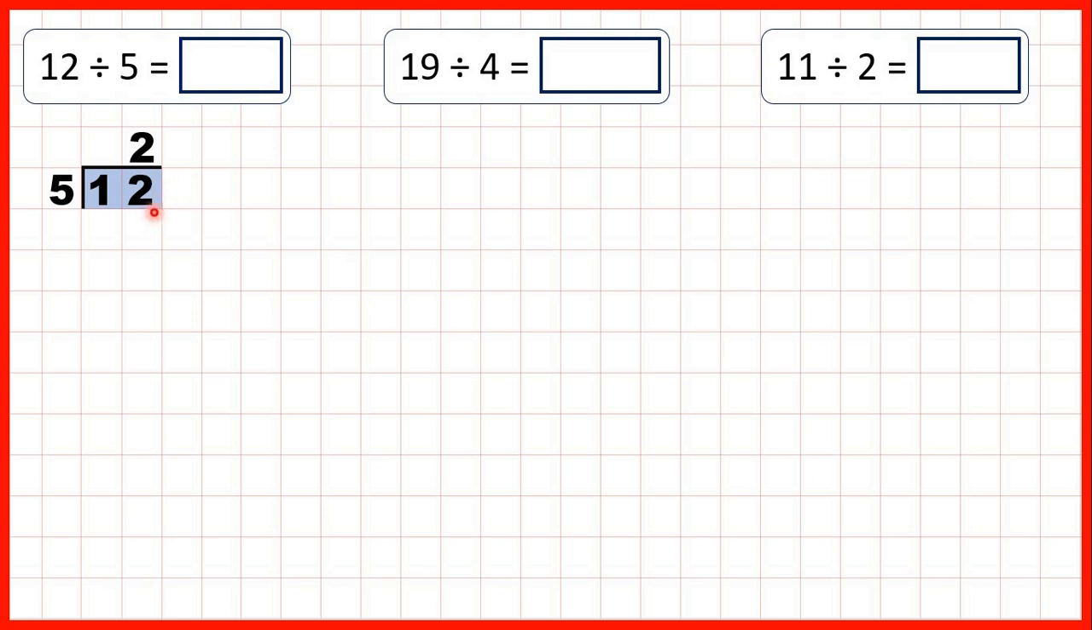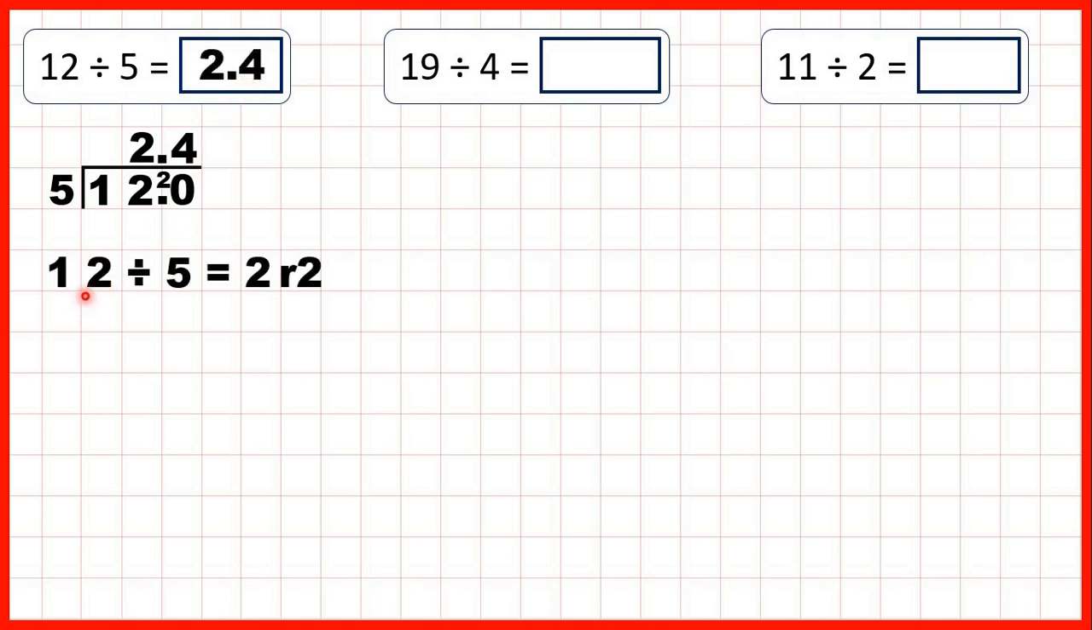So what we can do is extend our dividend with a point 0. And we can do that because 12.0 is the same as 12. We haven't changed the question, but now we can copy up the decimal point into our answer and write the remainder 2 in front of our tenths digit. So now 20 divided by 5 is exactly 4, so our answer is 2.4.